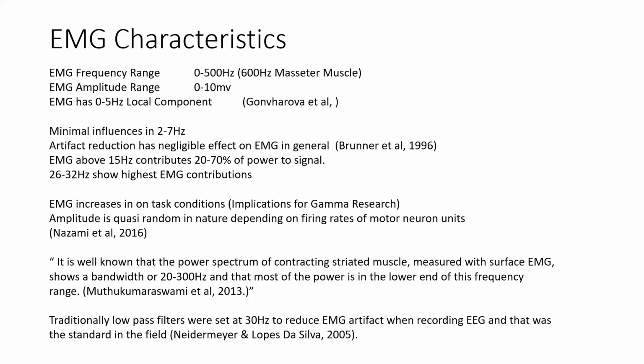The EMG frequency range is between 0 and 500 hertz. There's one exception, and that's the masseter muscle, your chewing jaw muscle. That can be as high as 600 hertz, but most of it's in the 0 to 500 hertz range, particularly across the body. Now, the EMG amplitude range is from 0 to 10 millivolts, not microvolts, millivolts.